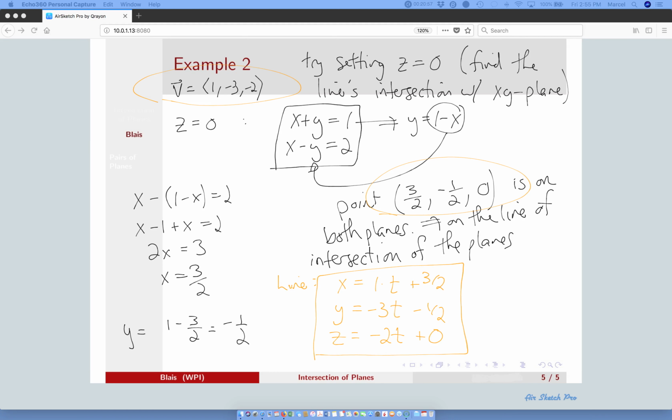And by the way, you can check pretty quickly if you did a problem like this right. Well, you can at least check some of it. You can check that this point is actually on both planes by just plugging this into the plane equations and making sure that they're both satisfied. But this is the idea. This is how we get the intersection of two planes.